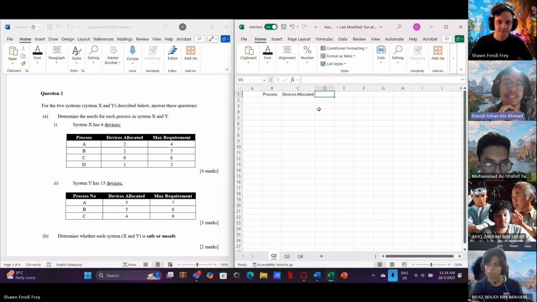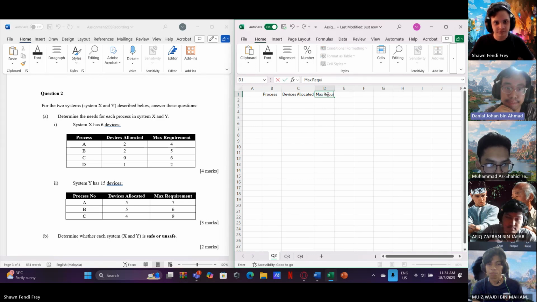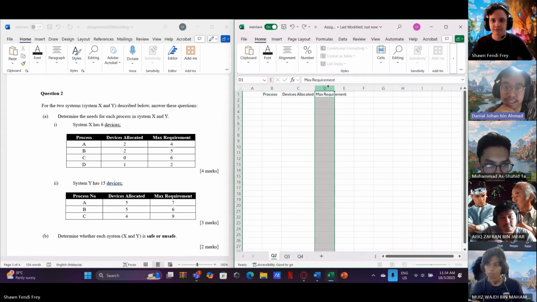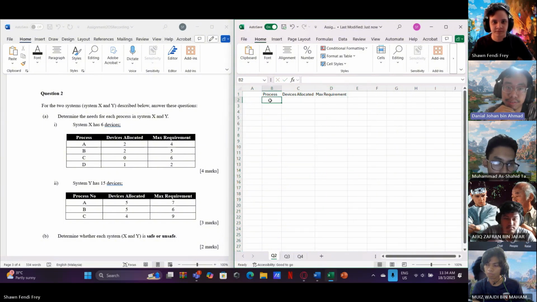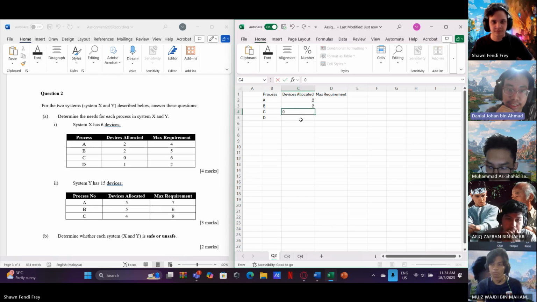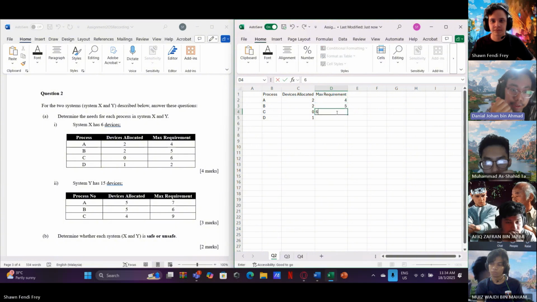In the first question, system X has 6 devices. There are 4 processes, A, B, C, and D. Process A has 2 devices allocated and a max requirement of 4. Process B has 2 devices allocated and a max requirement of 5. Process C has no devices allocated and a max requirement of 6. And process D has 1 device allocated and a max requirement of 2.